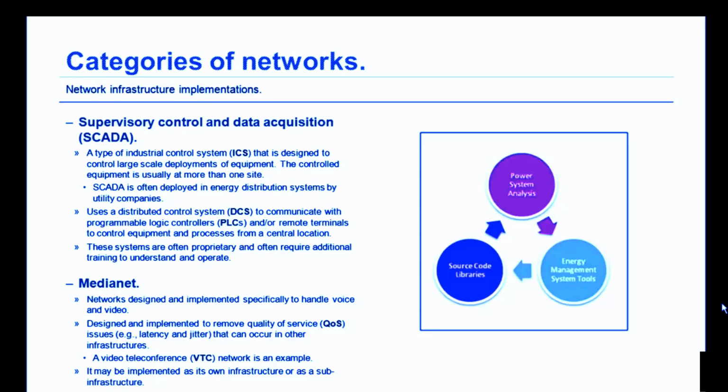The last special mention on categories of networks is the Medianet. It's a network designed and implemented specifically to handle voice and video. They are designed and implemented to remove quality of service issues like latency or jitter that can occur in other types of infrastructure. A video teleconference network, or VTC, is an example of a Medianet. They are often implemented as its own infrastructure or as a sub-infrastructure of a larger network.